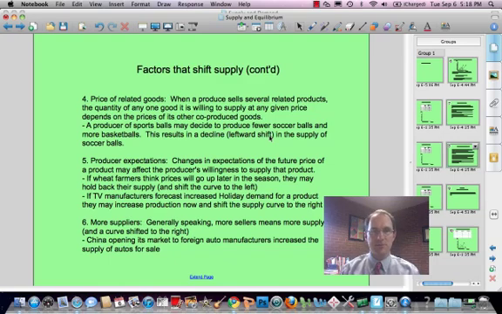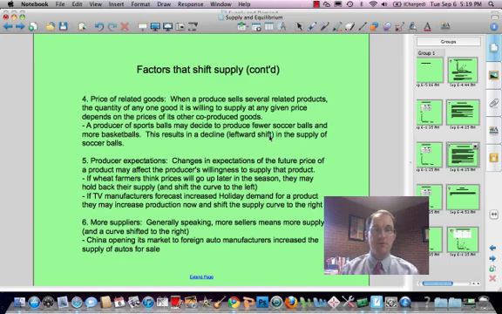Number five, producer expectations. Just like consumer expectations can shift the demand curve, changes in producer expectations can shift the supply curve. So changes in expectations of the future price of a product. So just like, again, we could shift our demand curve as consumers by wanting or not wanting that product or buying or not buying that product, producers can do the same thing.